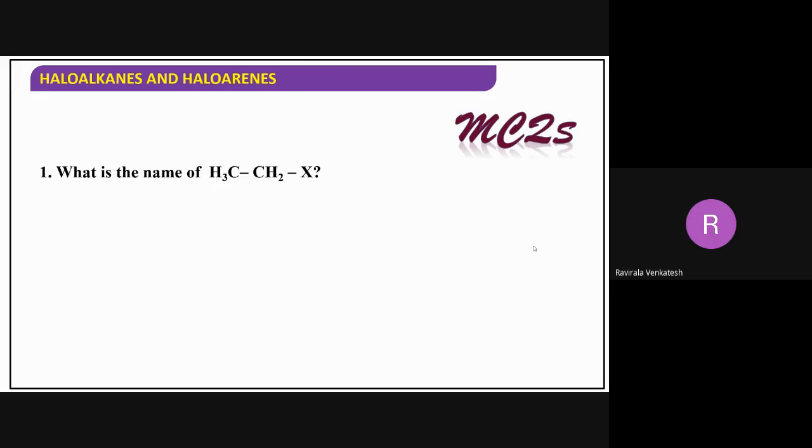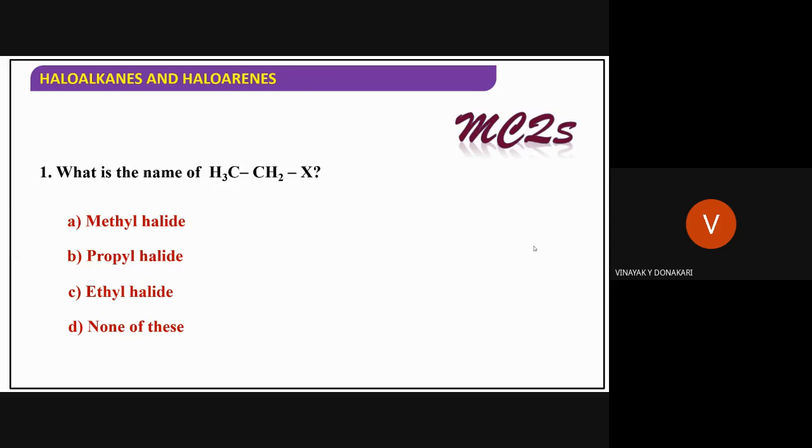This one. What is the name of this CH3CH2X? Anybody? Too fast. Which option is correct? Ethyl halide. Very good. Ethyl halide. This group is an alkyl group. But how many carbons are there? 2 carbons. Ethyl. This group is ethyl. This one is called halide, right? Ethyl halide. Just now we discussed this one.